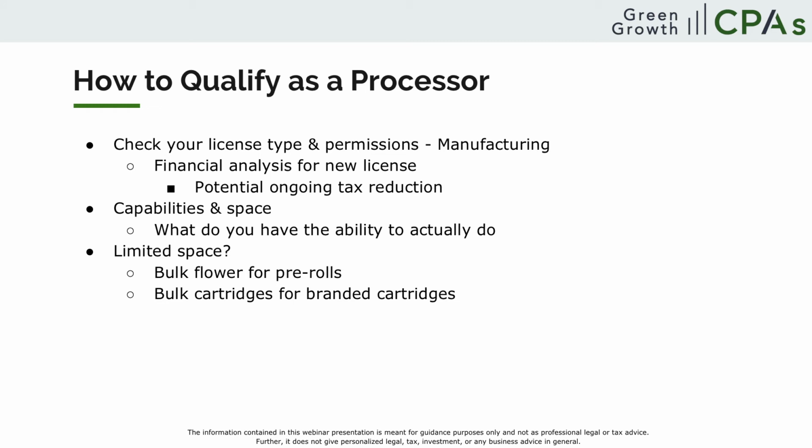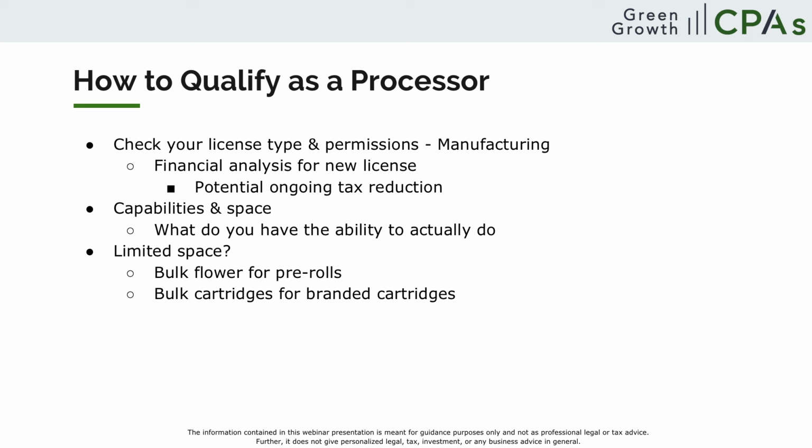Well, the first thing you need to do is check your license type and see if it allows for manufacturing. And if it does, great, you're all set. But if it doesn't, you need to see how much a license costs for manufacturing in your jurisdiction, even if it's possible in your jurisdiction, and if it's in your best financial interest to apply for one if it's available. You should consider and factor in the potential tax reduction that you will have over the long run when qualifying as a processor in your financial calculation. Your decision will vary based on the state in which you operate. For example, in Oklahoma, it's very cheap to apply for a manufacturing license, so why not apply for one, right?